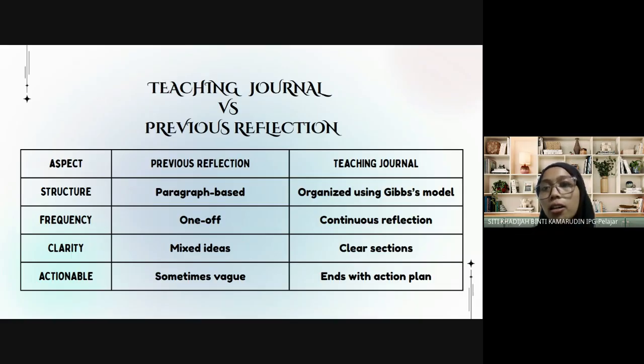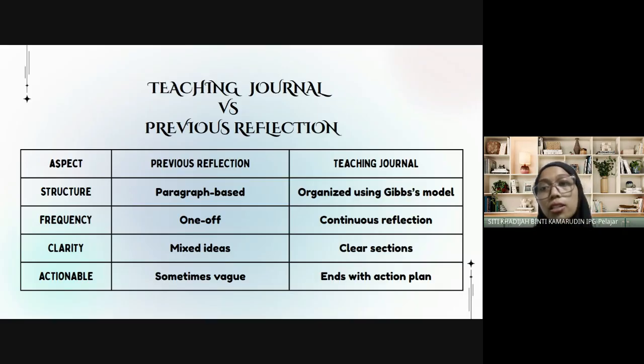And then teaching journal is continuous reflection. It's better. And then for clarity, previous reflection is mixed ideas. Everything is mixed together, and I cannot differentiate what is for what, like what feelings should be where, descriptions and something like that, what needs to be improved.